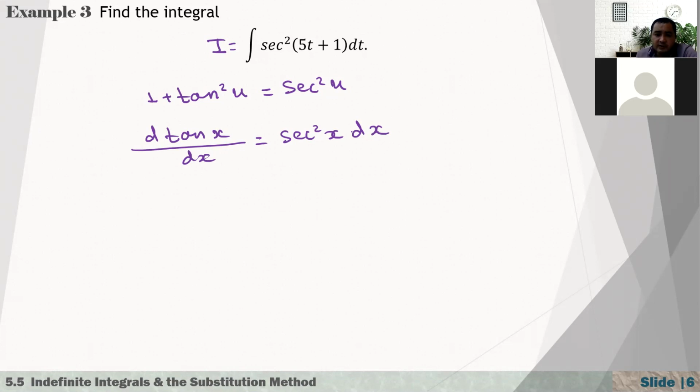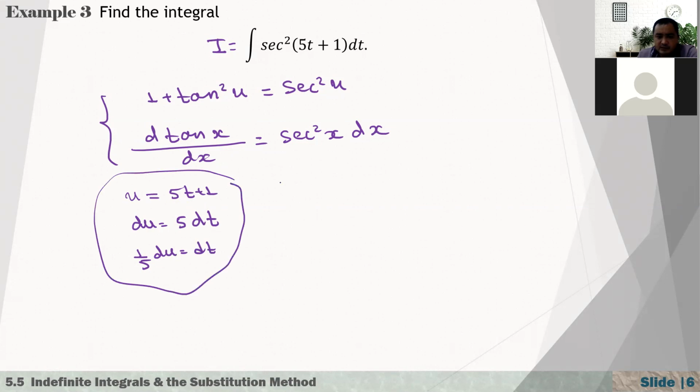Okay, so now combining these two things, if I introduce this new variable, let's say u is equal to 5t plus 1, at that time du will be, what is it? The derivative of 5t plus 1 with respect to t is equal to 5, and here we have dt. So that means that instead of dt, I can write 1 over 5 du is equal to dt. Okay, so using this, let's continue here.